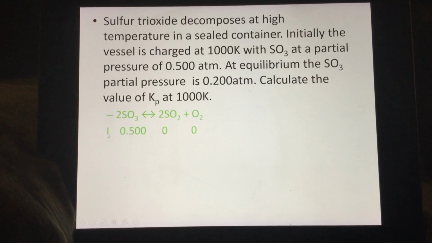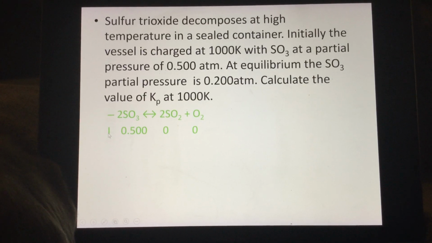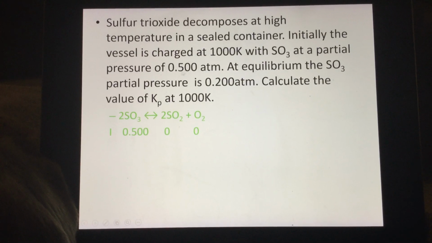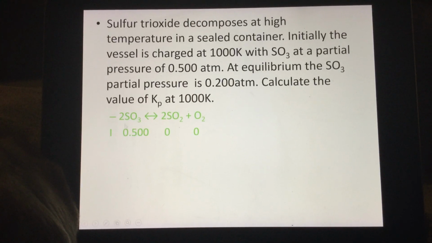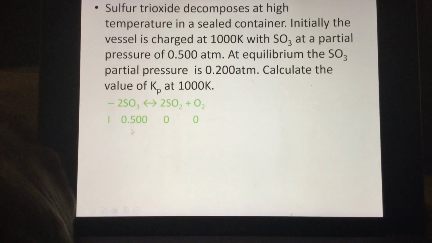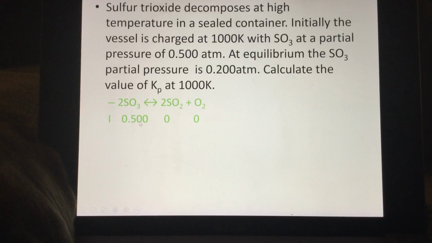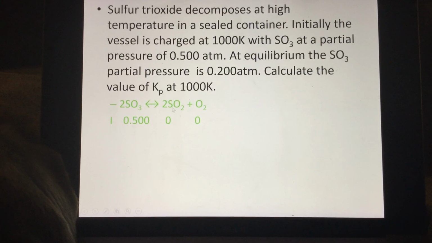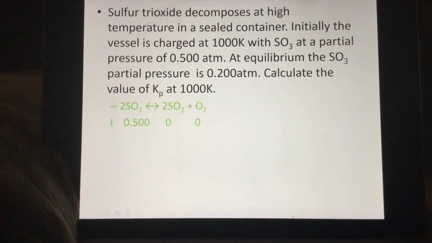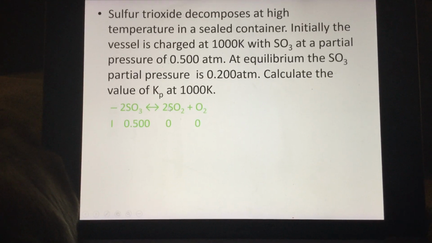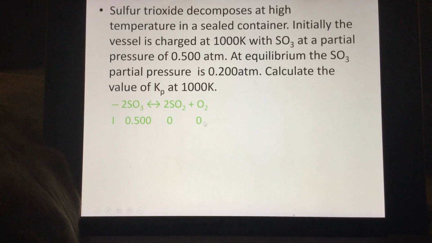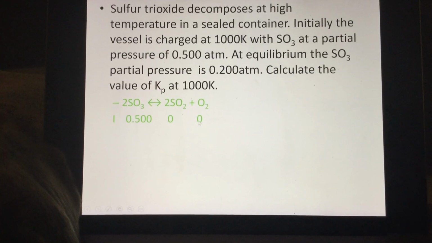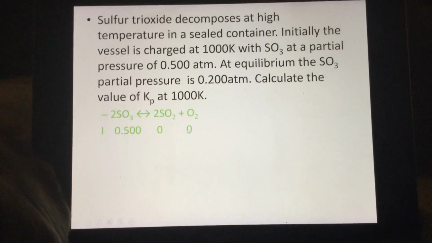So the I, again, stands for initial. All we know is that the initial pressure of our sulfur trioxide is 0.5 atmospheres. And unless it tells you otherwise, we can assume that the initial pressures of our products before the reaction has started is obviously going to be 0. We haven't made any products, so there's no pressure.